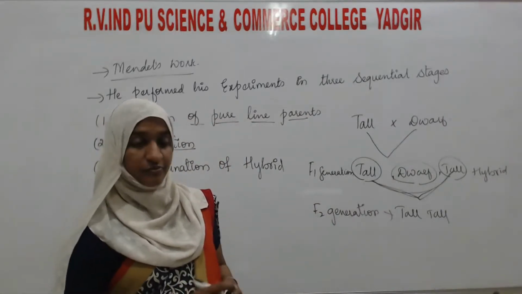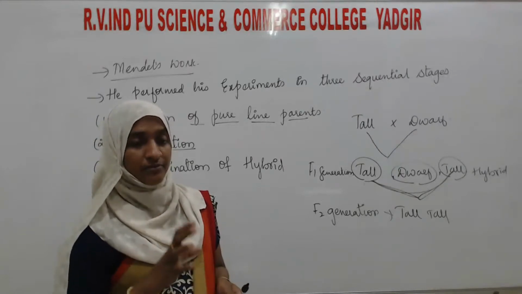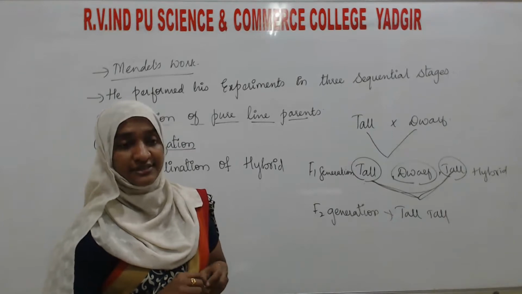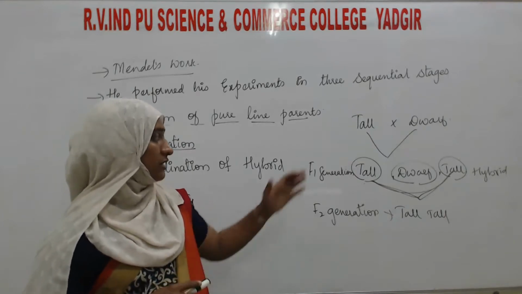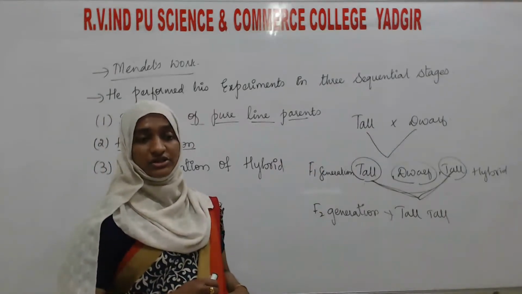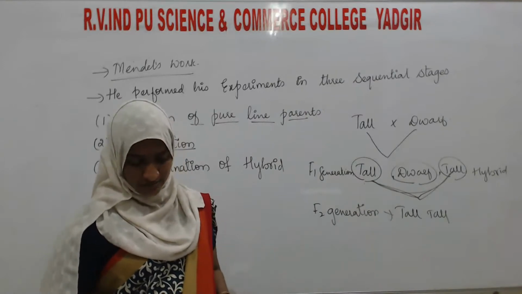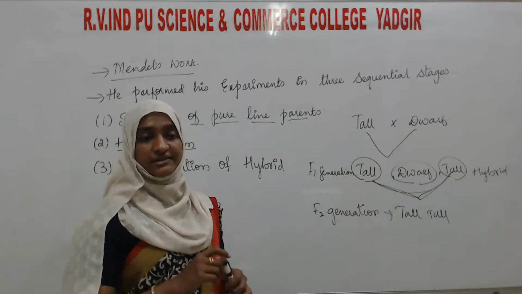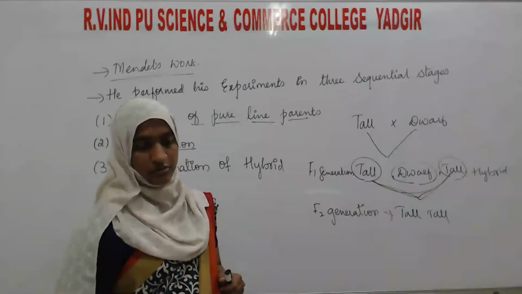During this experiment, we have to carefully take care of accuracy for transferring the genes from one generation to another. In the next class, we will continue with the next topic, the monohybrid cross. Okay, thank you.